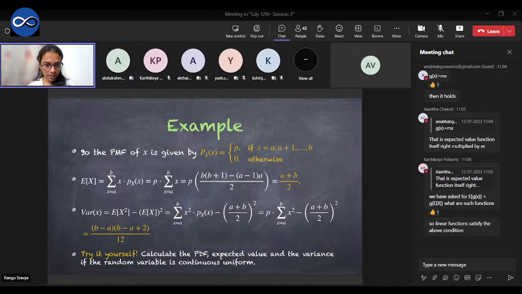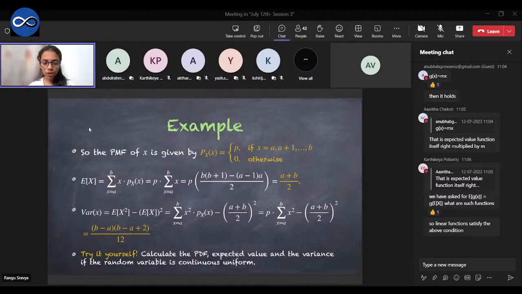E of x square is sigma x square into p_X of x. E of x whole square is, we'll calculate E of x and then take its square. So it will be sigma x equal to a to b, x square into p_X of x, minus the square of the expected value, (a plus b) by 2 whole square. Again, just a simple calculation. You'll get it as (b minus a) into (b minus a plus 2) by 12.